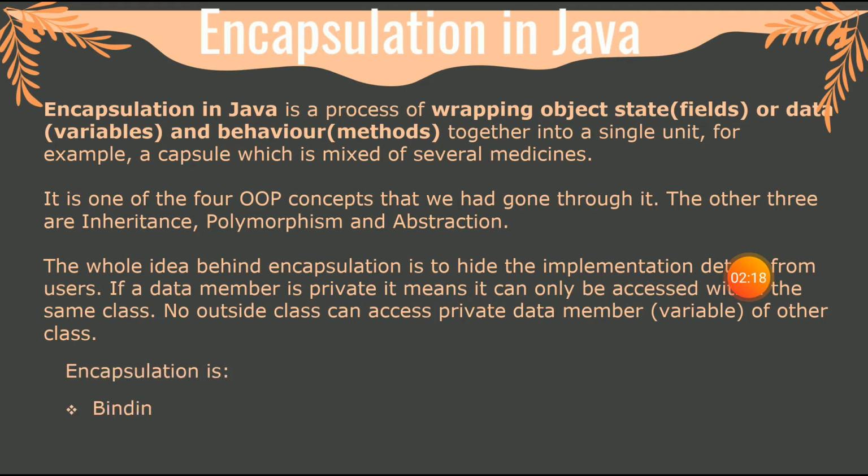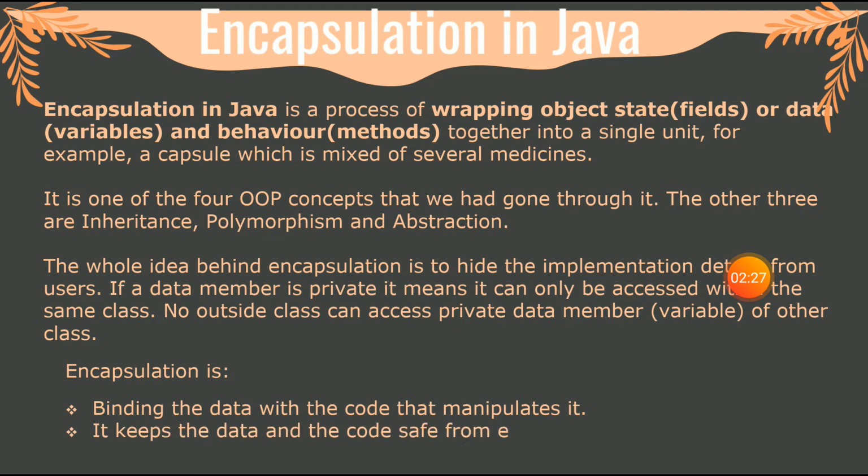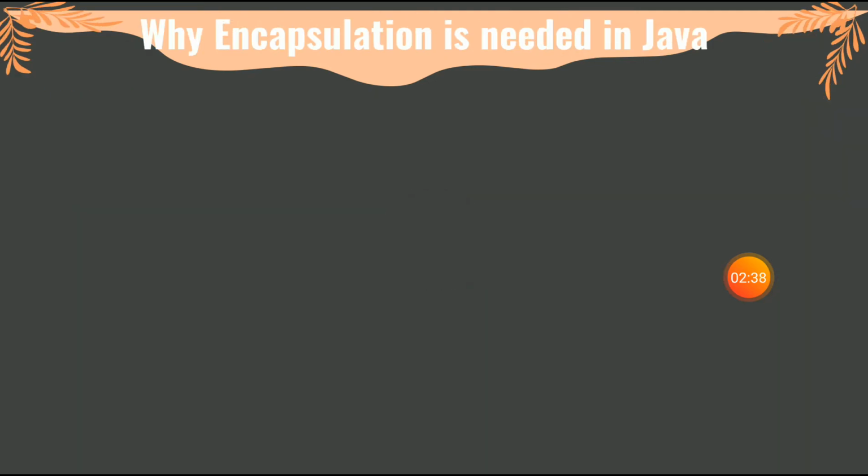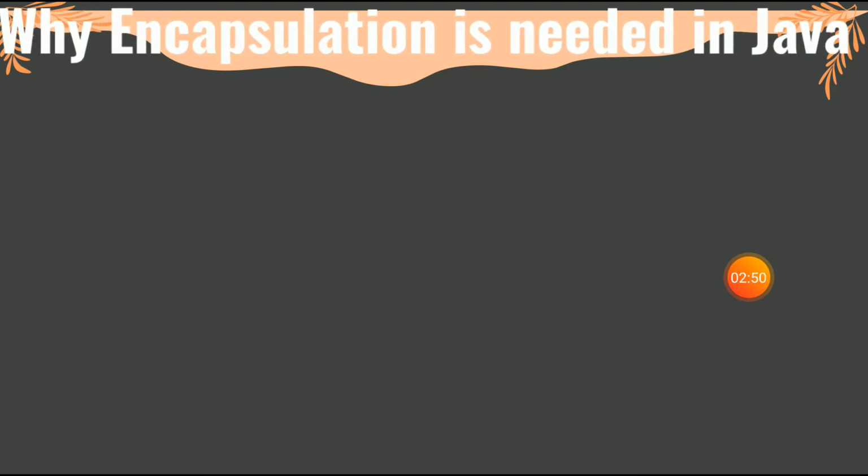Encapsulation is binding the data with code that manipulates it. It keeps the data and the code safe from external interference. So when we encapsulate, that means the data is safe. So now, if data is safe, then why is encapsulation needed in Java?